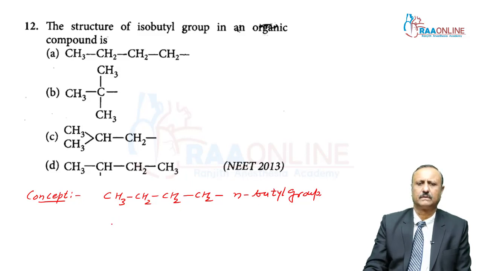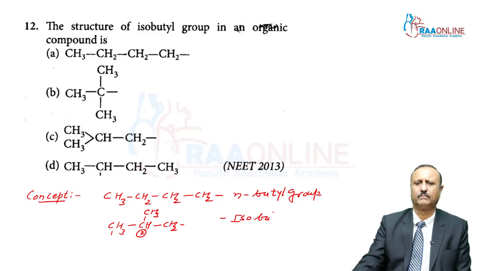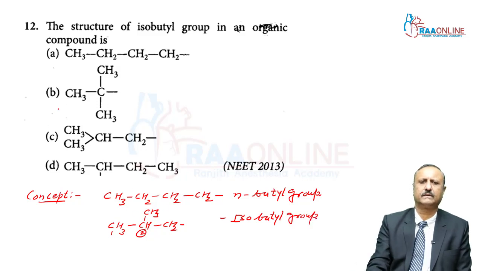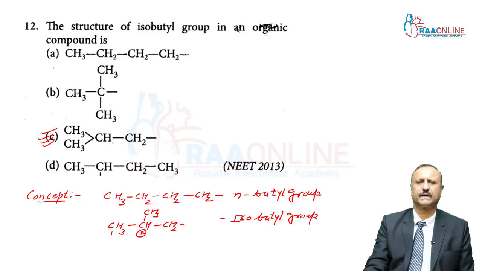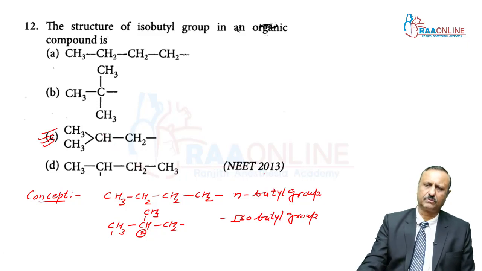When a side chain is present on this group, then my dear students, on the 1st and 2nd carbon atom, then it is called the isobutyl group. So you can see in which option this group is present, and you see that this group is present in the C option. So my dear students, it is the correct answer. 12th C is the correct answer, and this question was asked in NEET 2013.